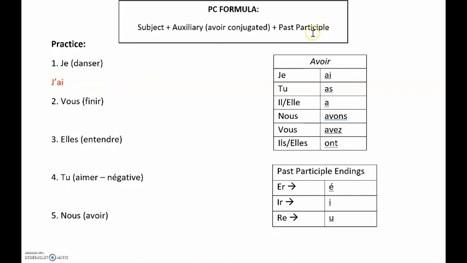The last thing I need is my past participle. So just by looking at danser, I can tell by looking at the end of it that it's a regular ER verb. So if I look down here, ER verbs, that will change to E with an accent. So it becomes j'ai dansé.